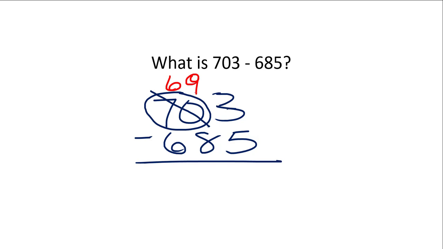So now I'm looking at 69 over here, 6 in the hundreds place, 9 in the tens place. Now the one that I just borrowed from the 70, I'm going to give it to the tens. So now I have 13 minus 5. 13 minus 5 is 8. 9 minus 8 is 1. And then 6 minus 6 is 0. Don't have to put the 0 there. It's understood that my answer is 18.